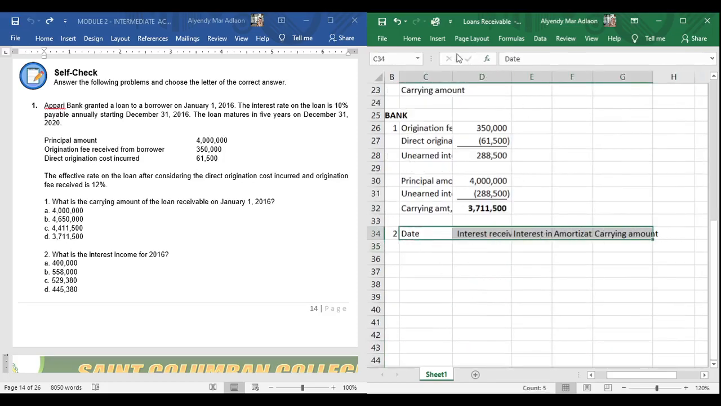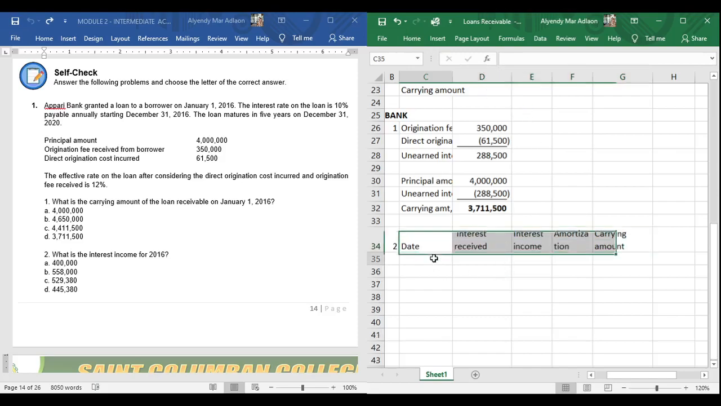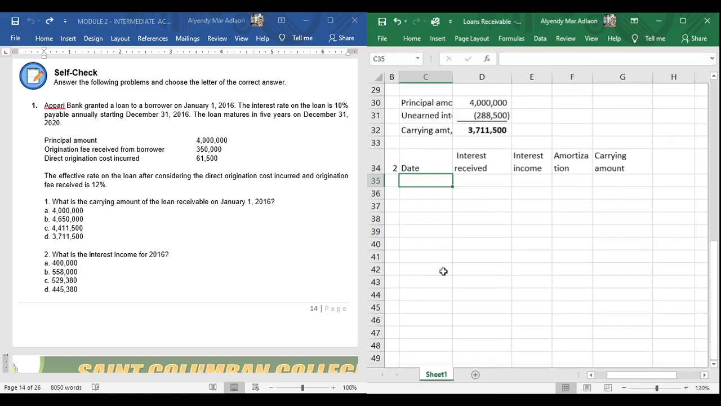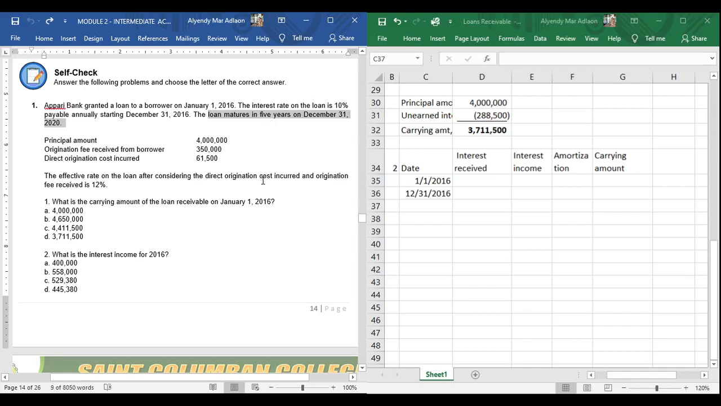So, I'm just going to wrap the text. Alright. So, the date is January 1, 2016. And then the first payment, a payment of interest, would be December 31, 2016. So, take note, watch out whether the loan is installment or delayed. In this case, what is paid in installments is the interest, but the loan matures in 5 years. So, after 5 years, the principal amount will be paid.